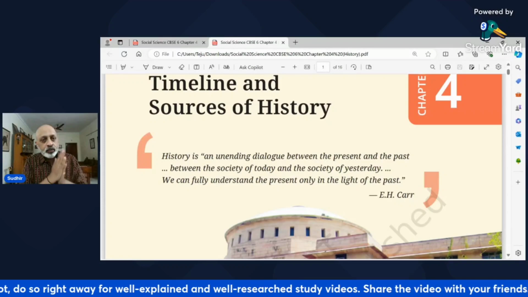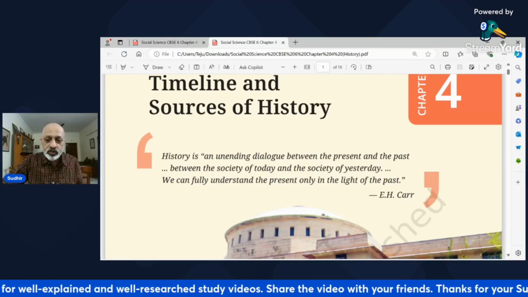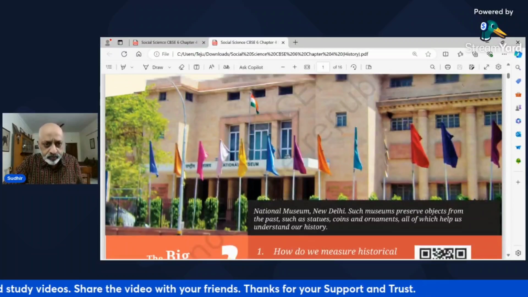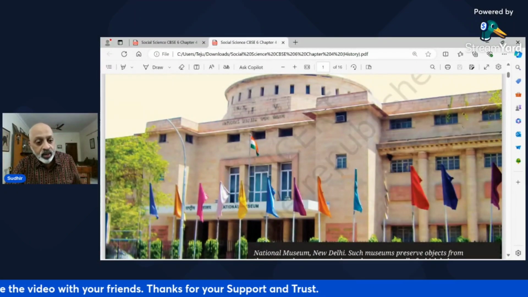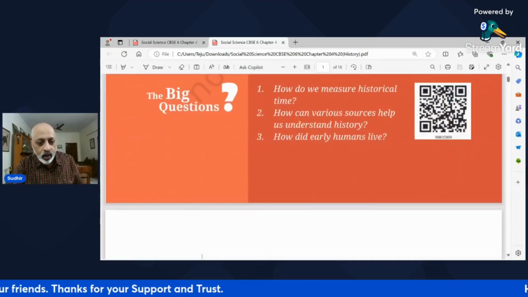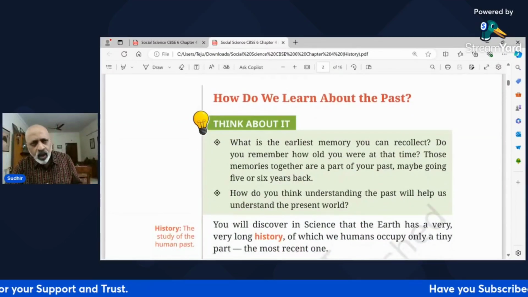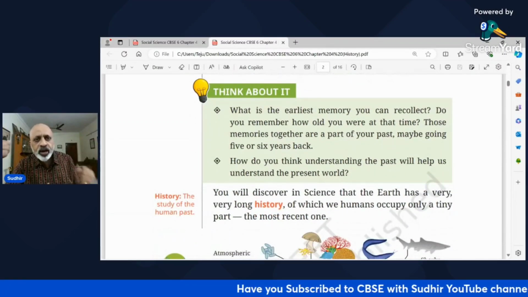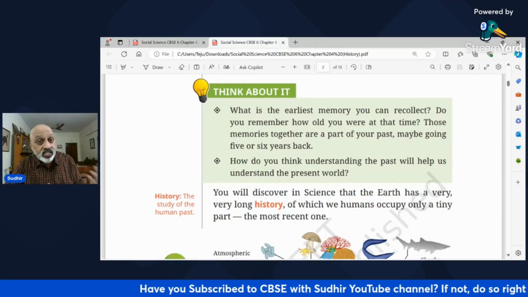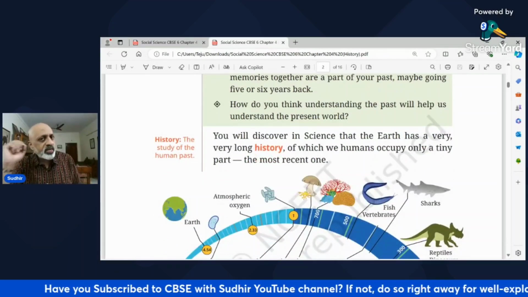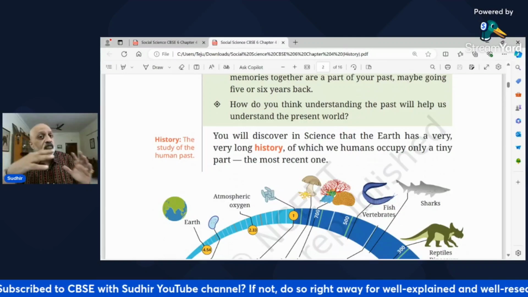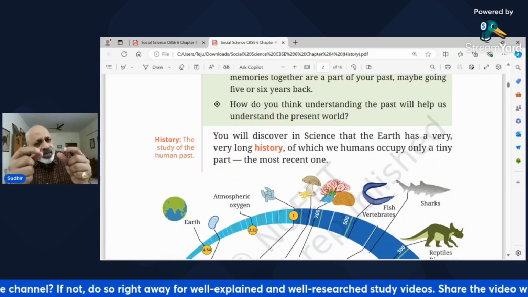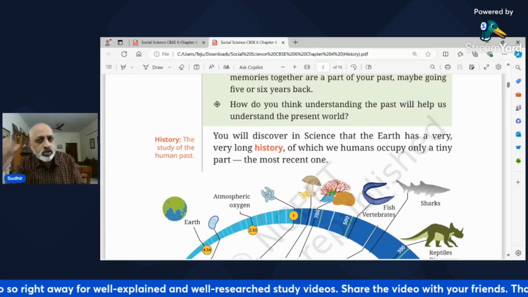Okay. So the first chapter of history is timeline and sources of history, into which we are going to get into straight away. This is the National Museum in New Delhi. Now, how do we learn about the past? Through stories, through photographs, through some kind of inscriptions that we may see. So you will discover in science that the earth has a very long history, of which we humans occupy only a tiny part, which is the most recent past.